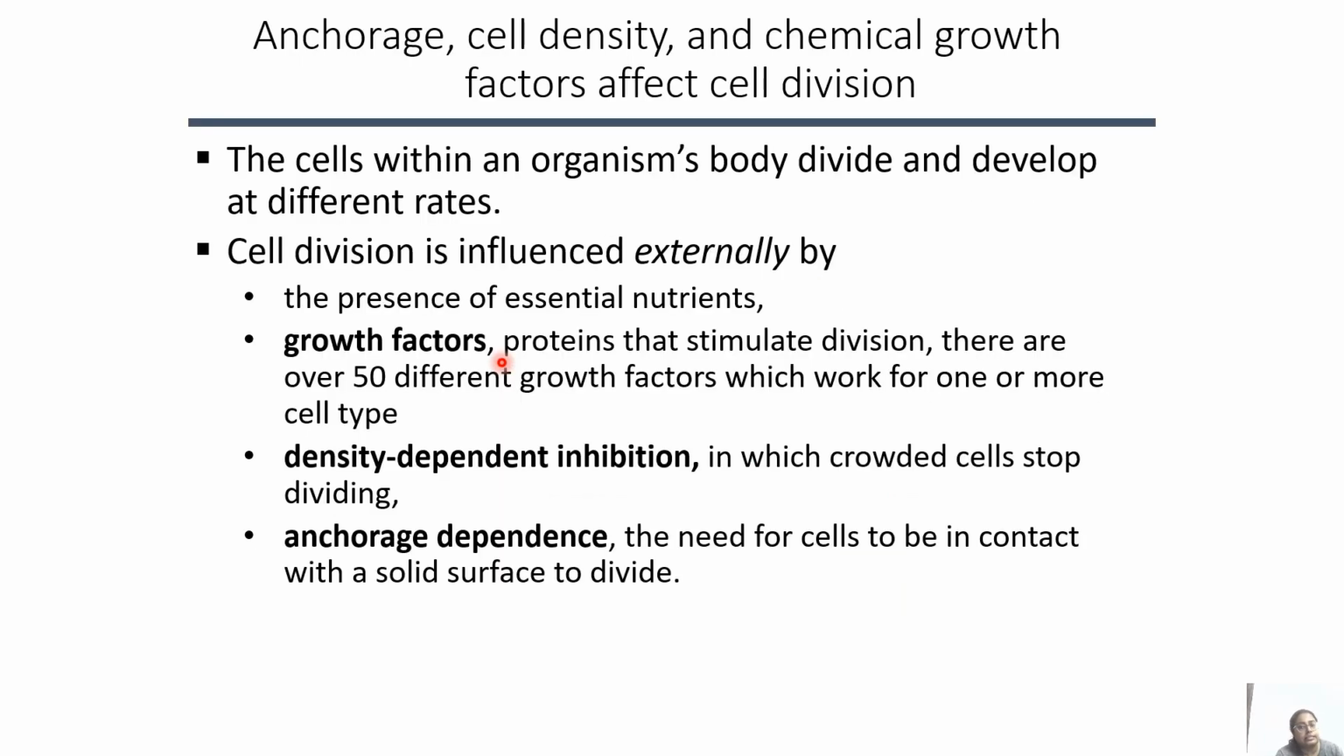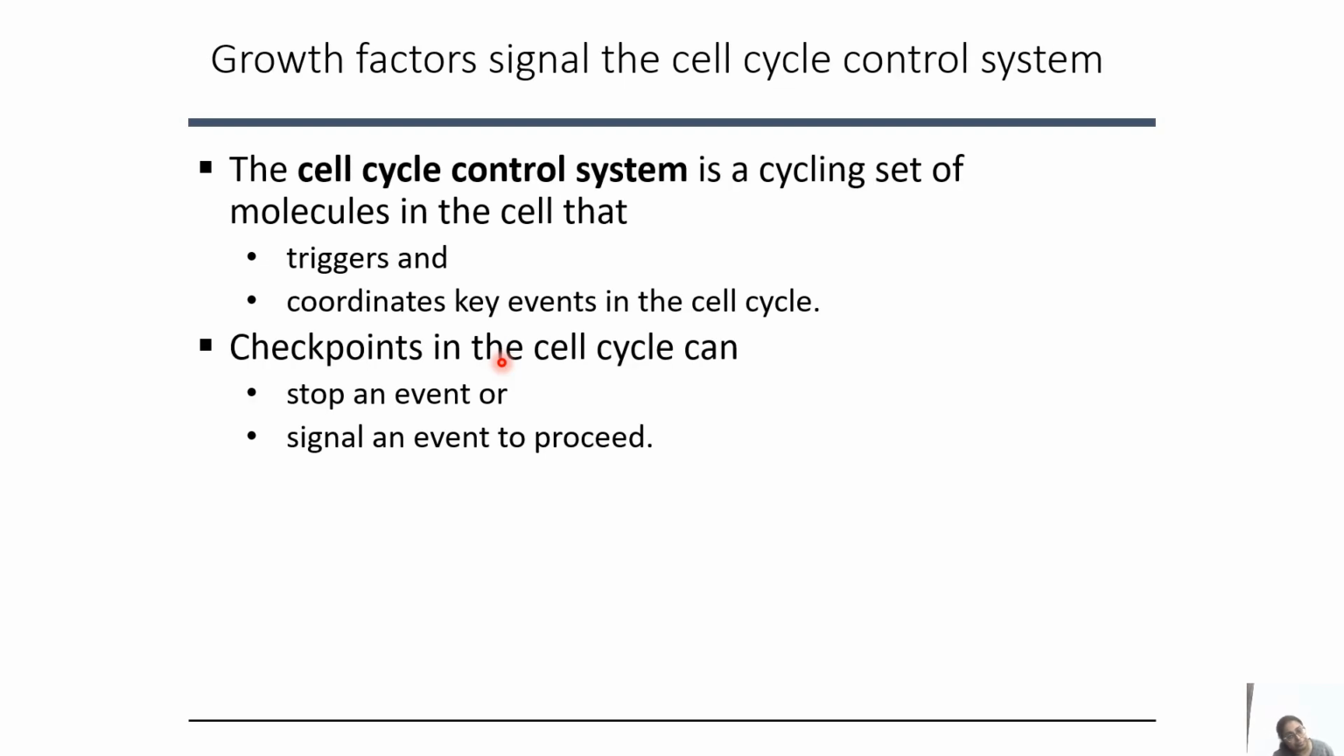Now, anchorage, cell density, and chemical growth factors affect cell division. Cells within an organism's body divide and develop at different rates. So, cell division is influenced externally by the presence of essential nutrients. Growth factors are proteins that stimulate division. There are over 50 different growth factors which work for one or more cell types. Then density dependent inhibition, in which crowded cells stop dividing. Anchorage dependence, the need for cells to be in contact with a solid surface to divide.